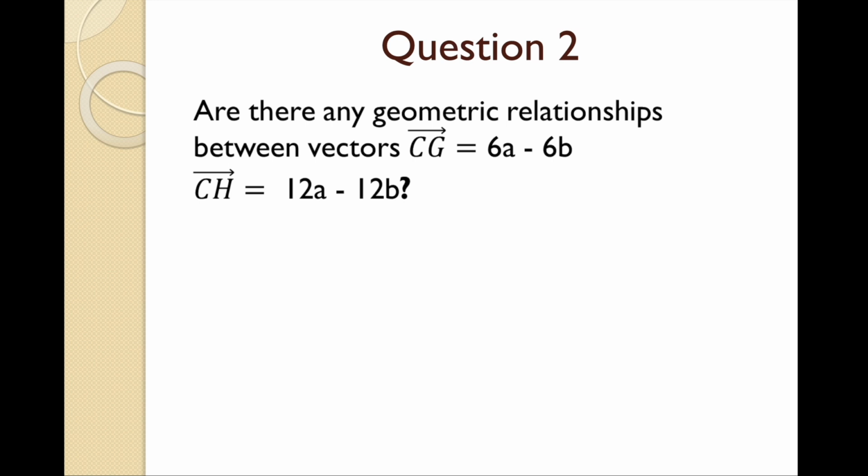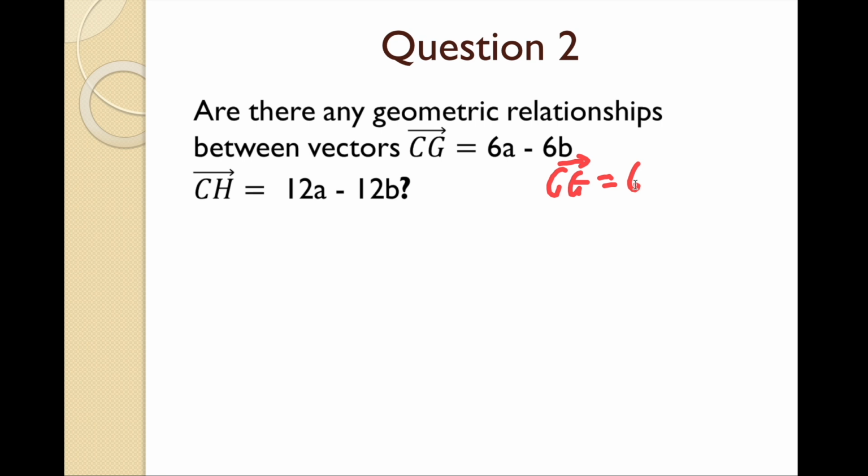Are there any geometric relationships between these two vectors, CG and CH? Tell me. I'm not disputing you. CG is twice the size. But remember why? They are collinear. They share a common point, but they are also scalar multiples of each other. Okay? Don't forget that part. That's an important part. So CG could basically be factorized.